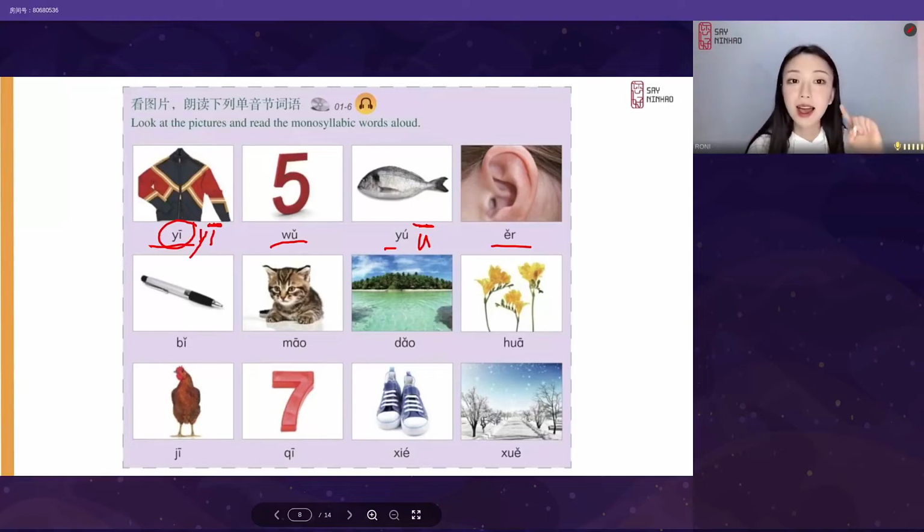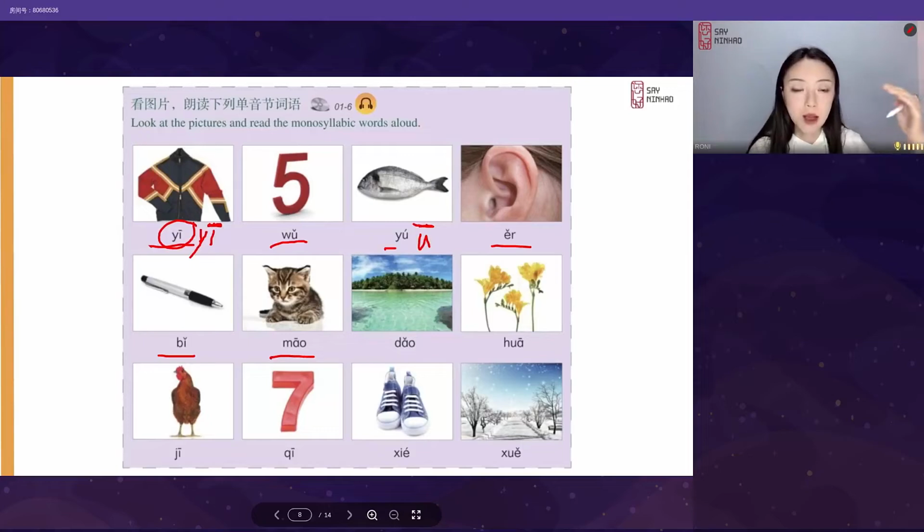Next one means ear. Read after me, please. It is a third tone word. Next one, another third tone. It is bi. The initial b, the final i, and the tone is third tone. Next one is mao. We already learned it. It means cat.